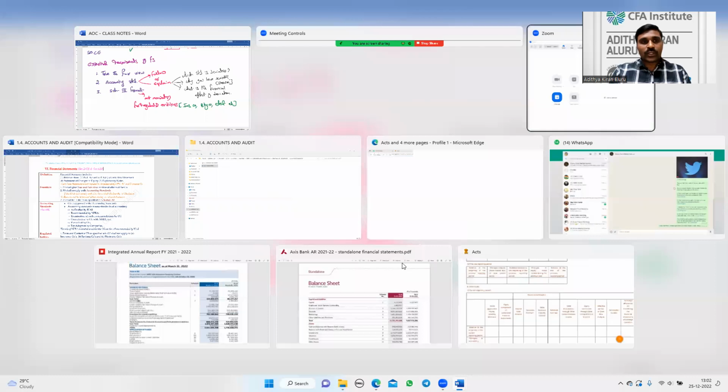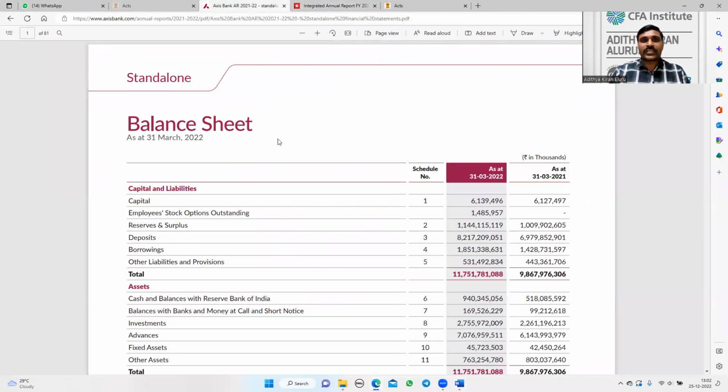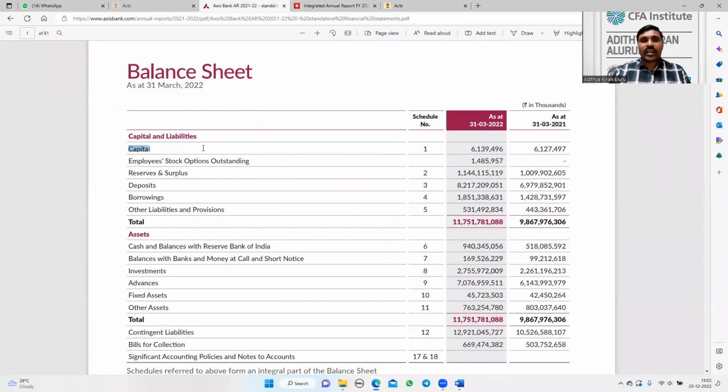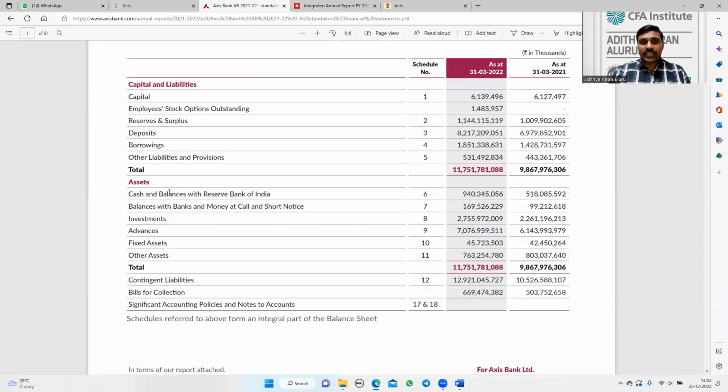I'll show you here the balance sheets. If you look at the balance sheet of Axis Bank, which is incorporated under the Banking Regulation Act, their format is different. First they write capital and liabilities, then assets. Employee stock option, reserves and surplus, deposits, borrowings, other liabilities and provisions. Cash and bank balances, RBI, balances with bank and money at call, investments, advances, fixed assets, other assets, etc. This is not as per Schedule 3.